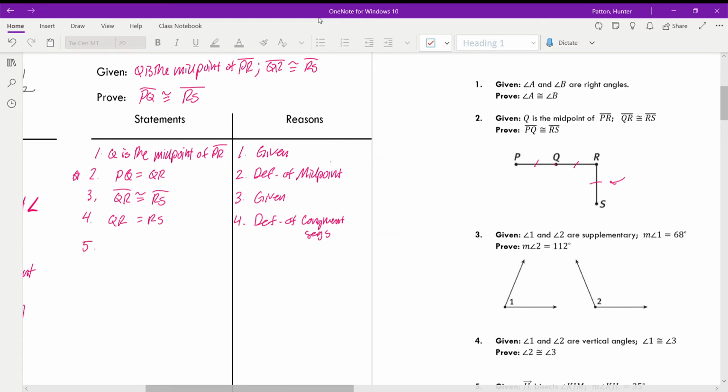Alright, step 5 now. Okay, look. I see that PQ is equal to QR. Right? But then so is RS. Since PQ and RS are both equal to QR, they have to be equal to each other. I'm using step 2 and step 4 to show this. So step 2 and step 4 both give me step 5, right? By the transitive property, or by substitution if you'd like, but I'm going to put transitive.